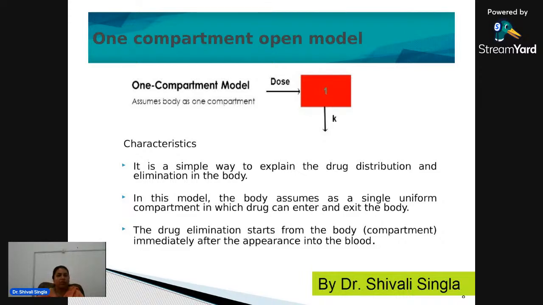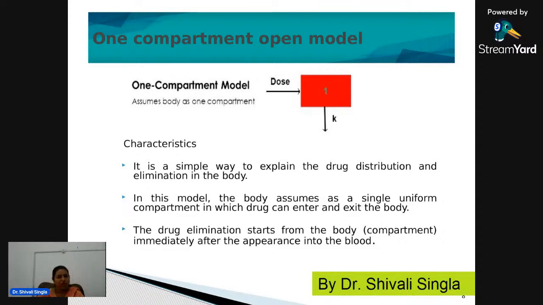So it is the simplest model, and the parameters calculated in this model are very simple and easy to calculate, because no different parameters need to be calculated as in two compartment or multiple compartment models. For the whole body, we have to calculate a single group of parameters. The second characteristic is that in this model, the body is assumed as a single uniform compartment in which the drug can enter and exit the body. Means in this compartment, as the drug is entering, it is open to exit the drug from the body also. That's why it is called the one compartment open model.